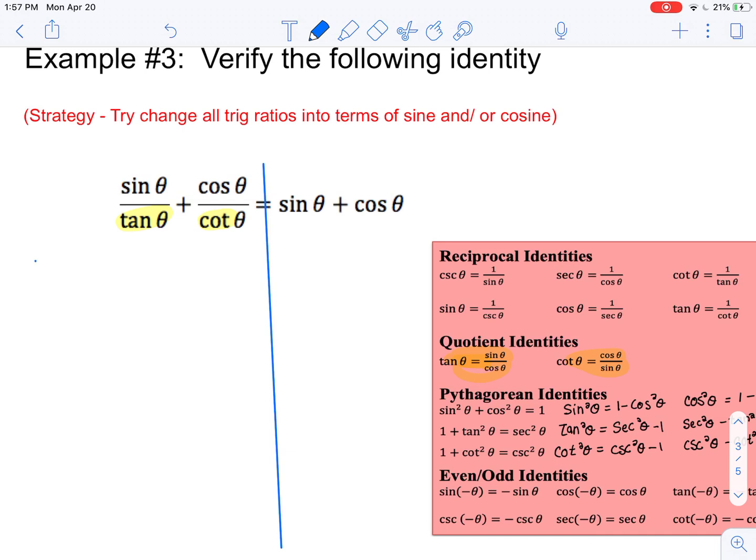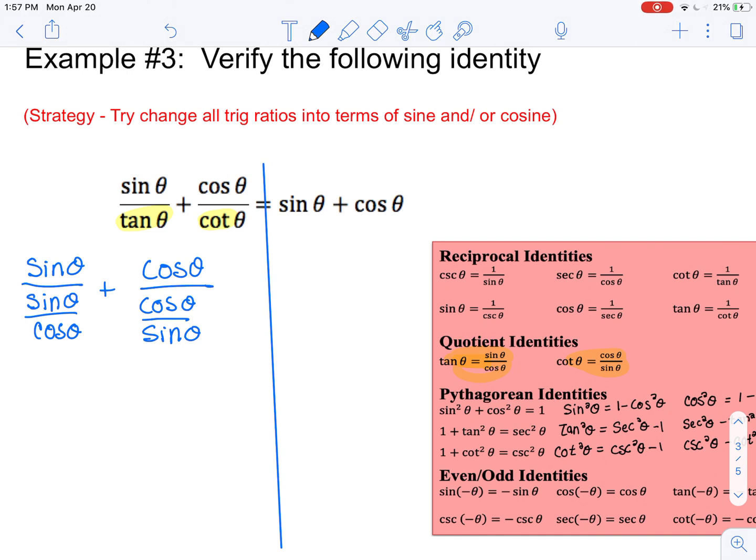So I'll start off here, sine of theta over tangent. I'm going to rewrite tangent as sine theta over cosine theta. Cosine theta over cotangent. Cotangent, I'm going to rewrite as cosine theta over sine theta. So I'm working to simplify this to sine theta plus cosine theta.